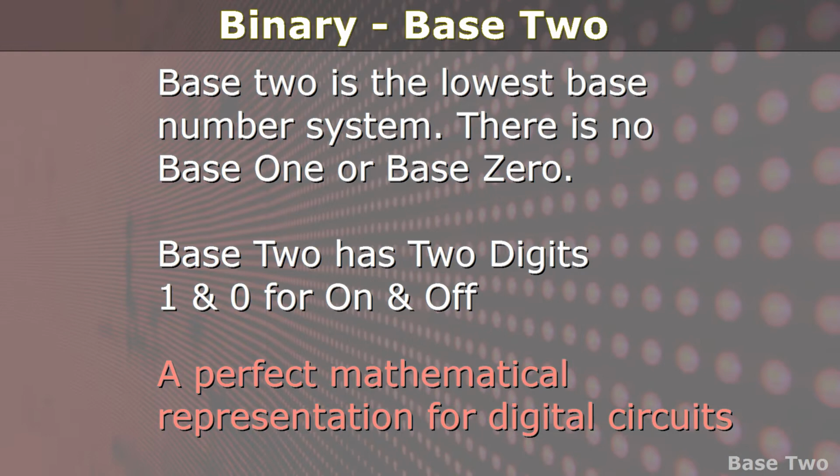So binary is the lowest base number system. There is no base 1, there is no base 0. Base 2 has 2 digits, 1 and 0, on and off. It's the perfect mathematical representation for digital circuits when you think about it.